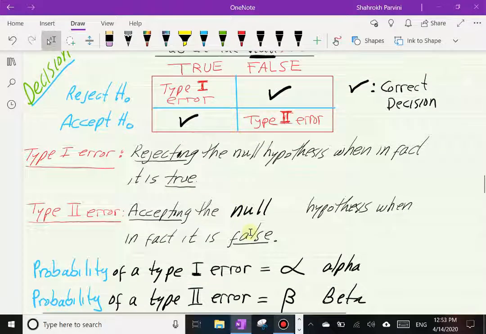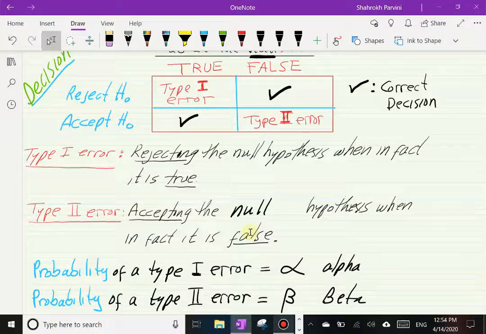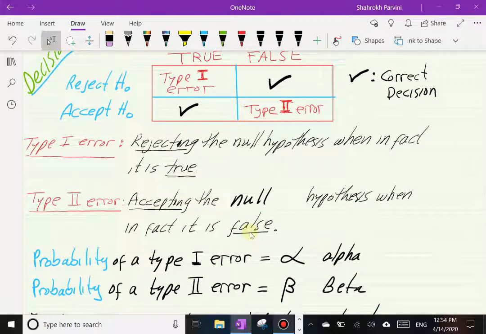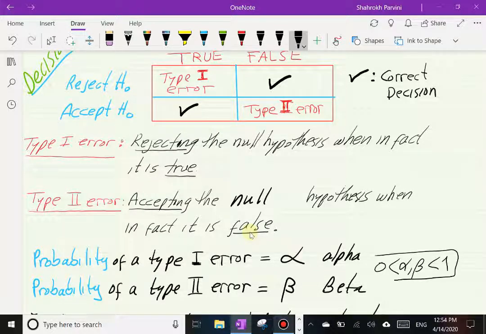Now, the probability of each of these errors, these are events. These have their own probabilities. So the probability that's associated with the type 1 error, we're going to call that alpha. And the probability associated with the type 2 error, we're going to call that beta. Okay, so those are the two probabilities. So keep in mind, alpha and beta, these are not type 1, type 2 errors. Alpha and beta are probabilities of those. So being probabilities, that means, maybe I should write that, both alpha and beta, here's alpha, here's beta, they must lie between 0 and 1 because they are probabilities.